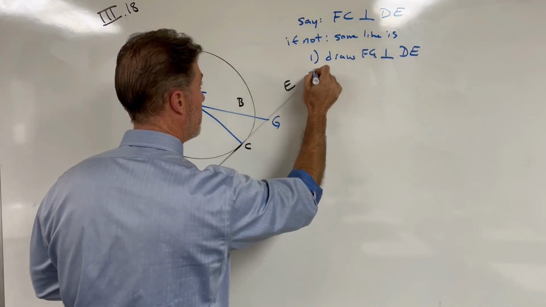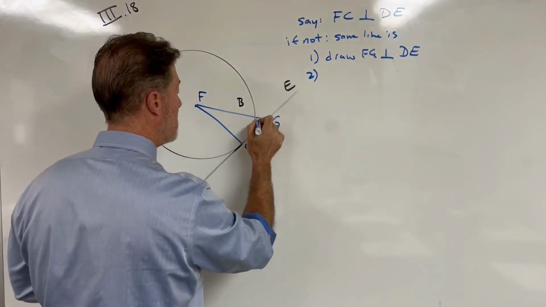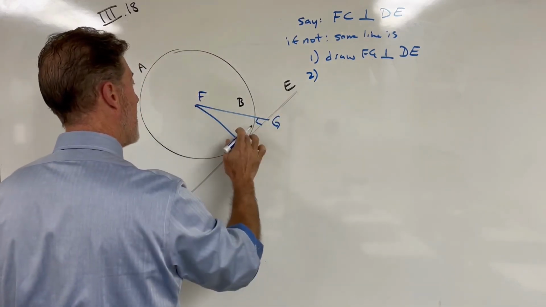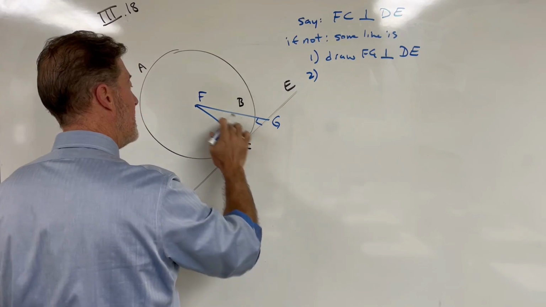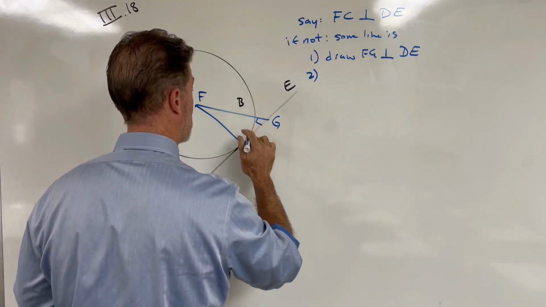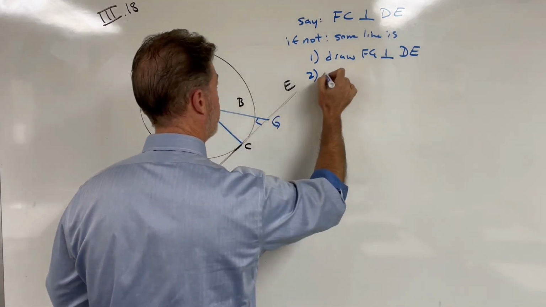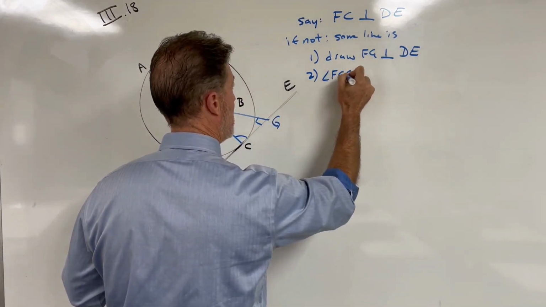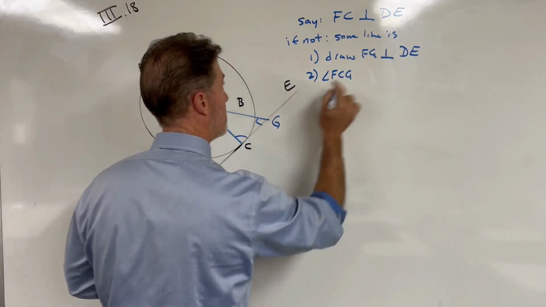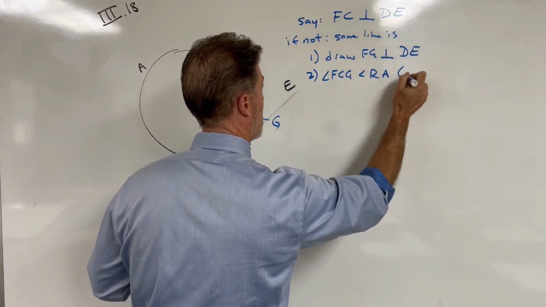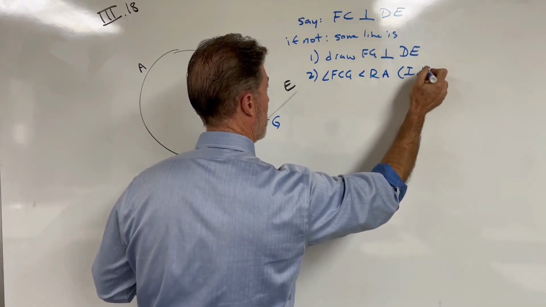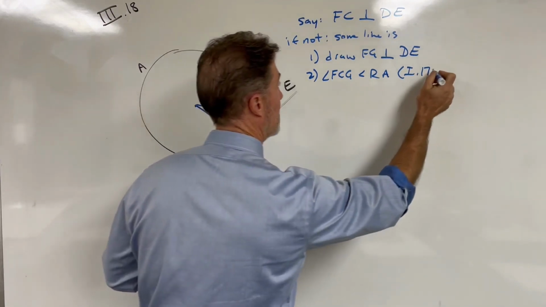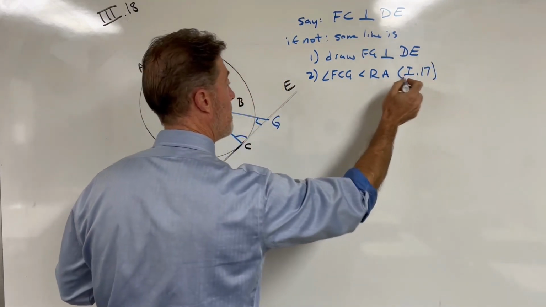So if FG is perpendicular, then it's at a right angle. And so in a triangle, if we have one angle that's a right angle, then no other angle can be a right angle, it has to be less. So let's look at angle FCG, this angle here. If this is a right angle, then this must be less than a right angle, because any two angles taken together have to be less than two right angles. And since this is already one, this has to be less than a full right angle. That's Book 1, Proposition 17.